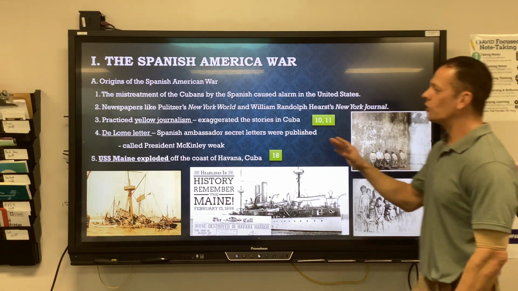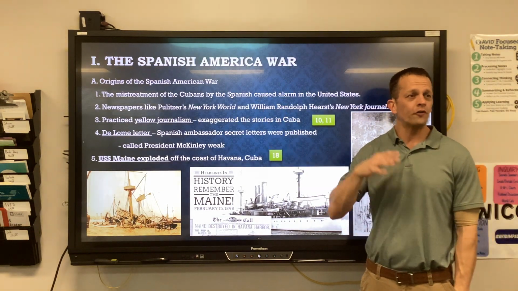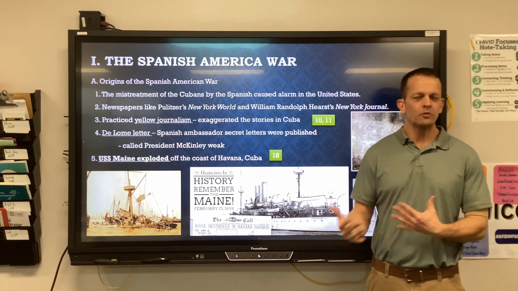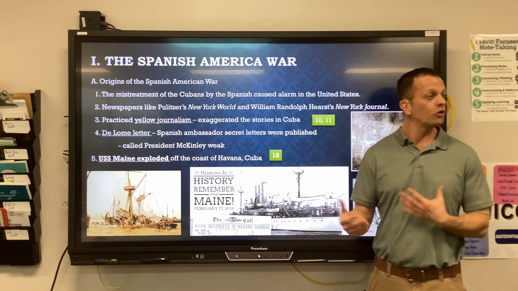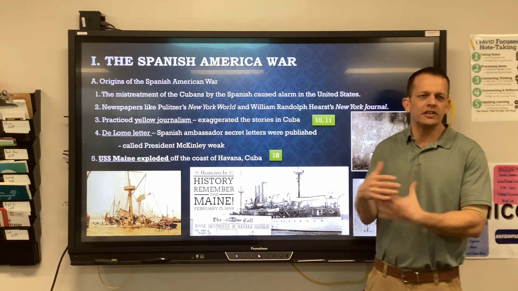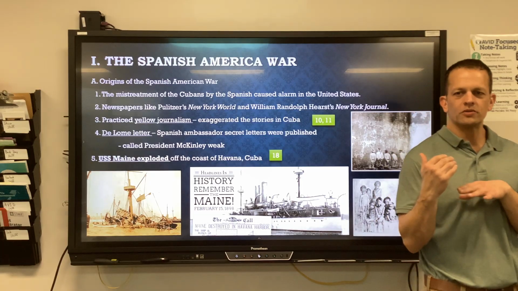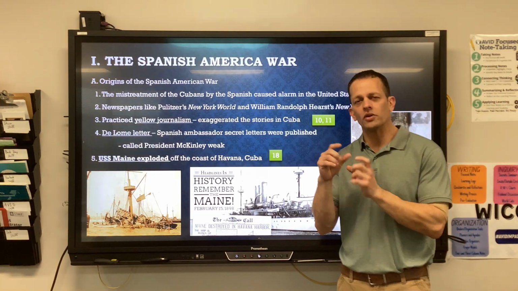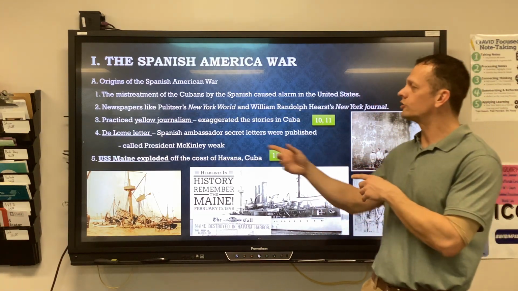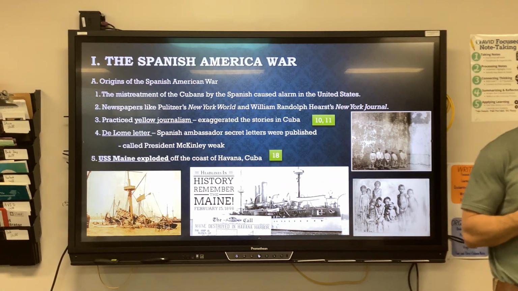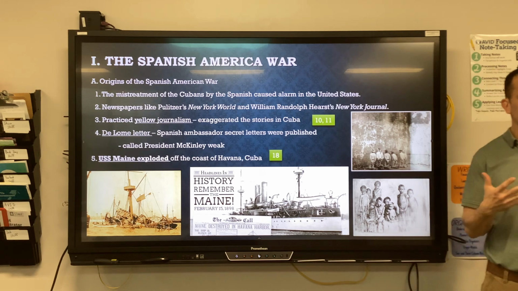And that goes on for months. It's the underlying issue. What Spain is doing in Cuba is being reported and exaggerated through yellow journalism. So the yellow journalism is an underlying issue. That box on the right, the very first box, says, what's the underlying issue? It's yellow journalism. Underlying issues are things that take time and build up, okay?